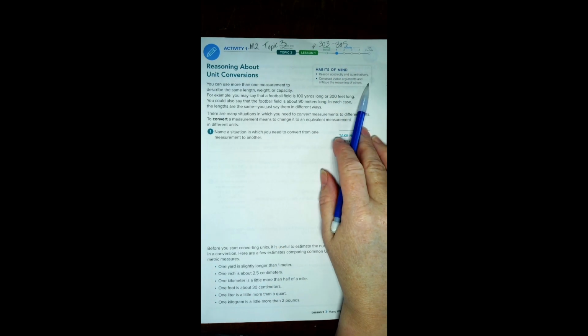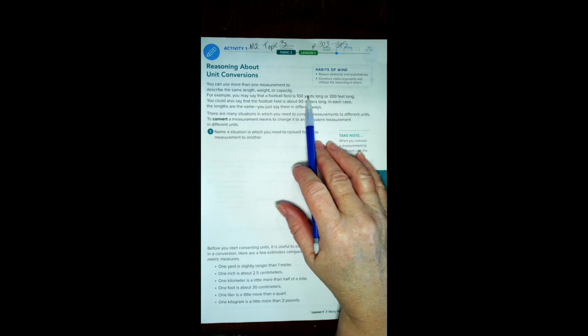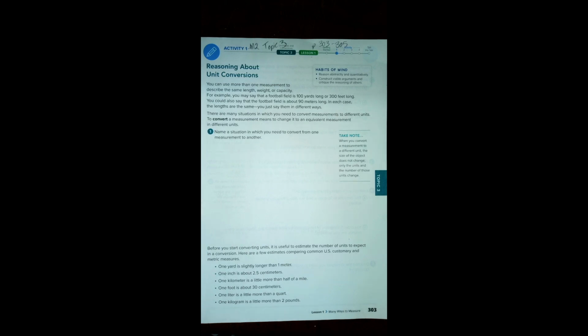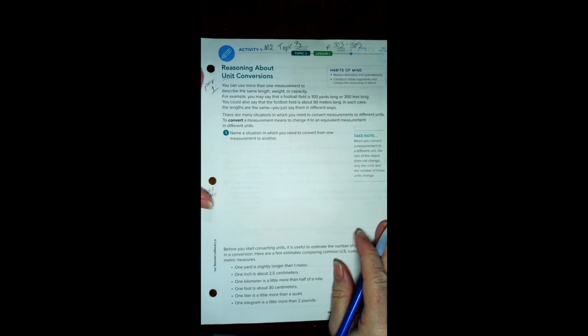Habits of mind: reason abstractly and quantitatively, construct viable arguments, and critique the reasoning of others. Reasoning about unit conversions. So unit means per one. A unit is a single thing, a per one. You can use more than one measurement to describe the same length, weight, or capacity.